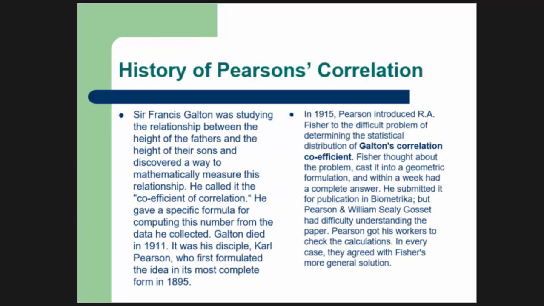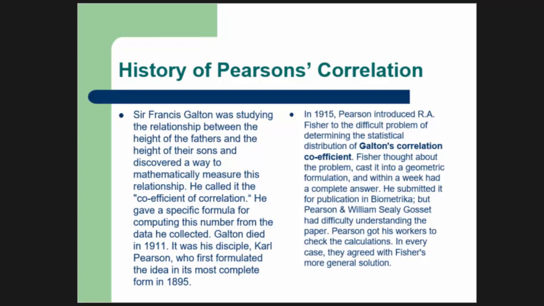When did this thing come out? In fact, Pearson correlation came out because way back in the 1800s, Sir Francis Galton was studying the relationship between the height of the father and the height of their sons. And he found a way to measure this relationship. He called it coefficient of correlation. He gave a specific formula to compute the number from the data that he collected.